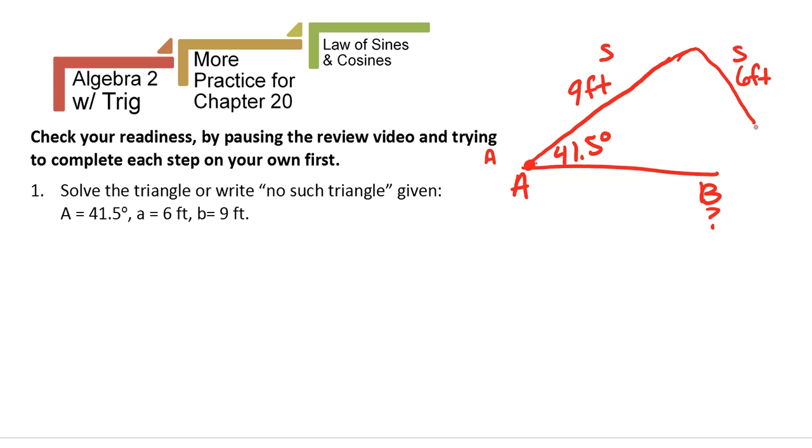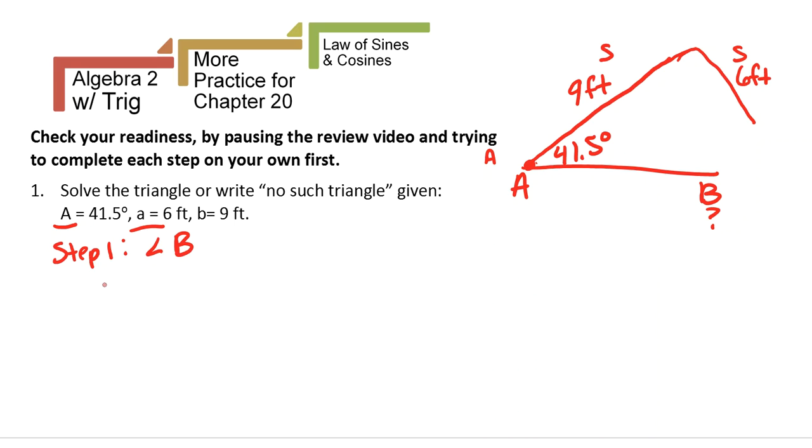Is the 6 long enough? That would give us no triangles if it is not, and we will know that very quickly because we have a pair of angle and side opposite from each other. So our first step would be to try and find angle B.